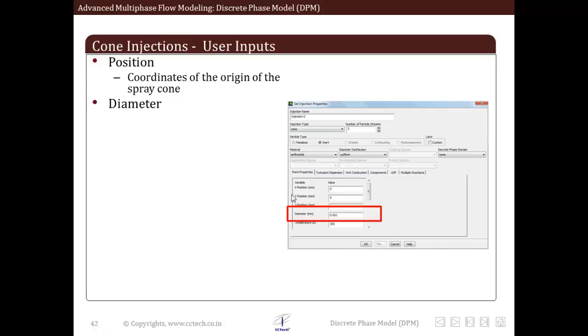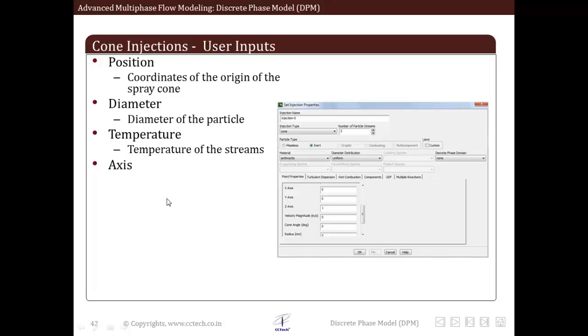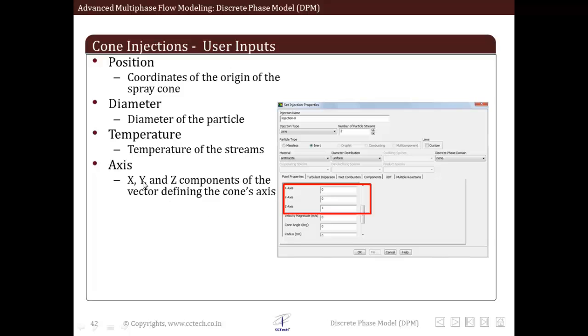Next is diameter. We give the diameter here within the point properties section. This is the diameter of the particle. Next is temperature. We input the initial temperature of the stream here. Next is axis. We input the xyz components of the vector defining the cone's axis. A cone will have an axis, and in order to define the axis, we have to give the xyz component of the vector which will define the cone's axis.